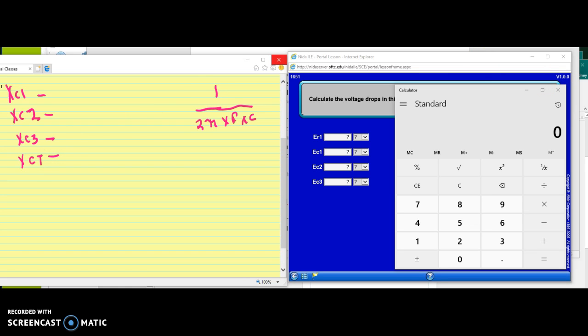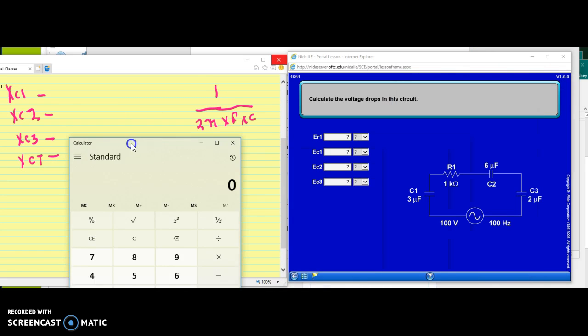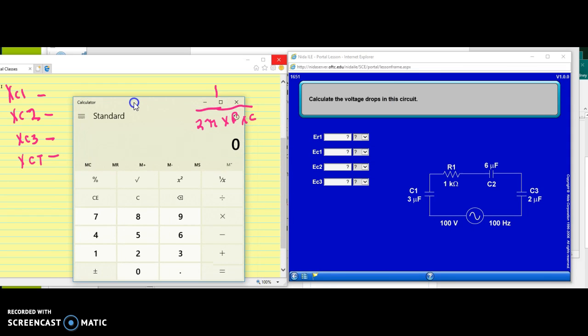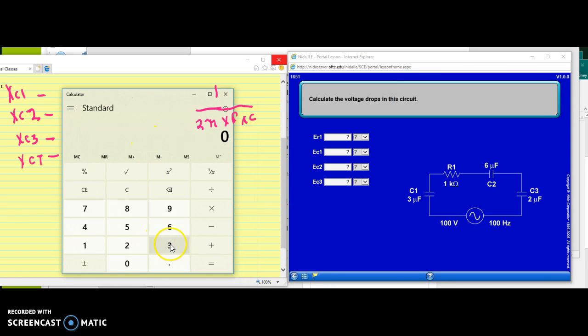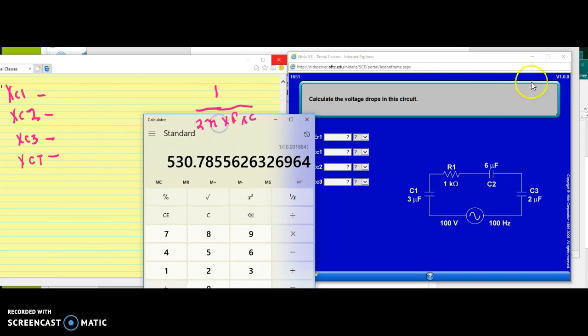So we've got the formula right there, 1 over 2 pi fC. So let's take each one, and I want to keep the calculator where you can see it. So we'll say 2 pi is 6.28. So I'm going to shortcut that and just say 6.28 times 100 is our frequency, times, and C1's value is 3 microfarads. So that's 0.00003. And hit equals, and then we're going to invert that. So X of C1 is 530 ohms.